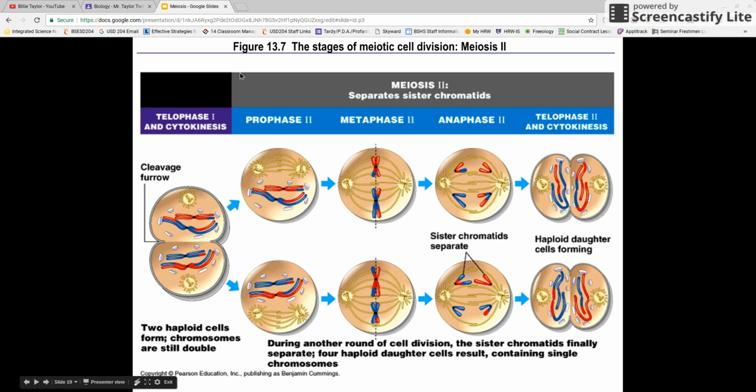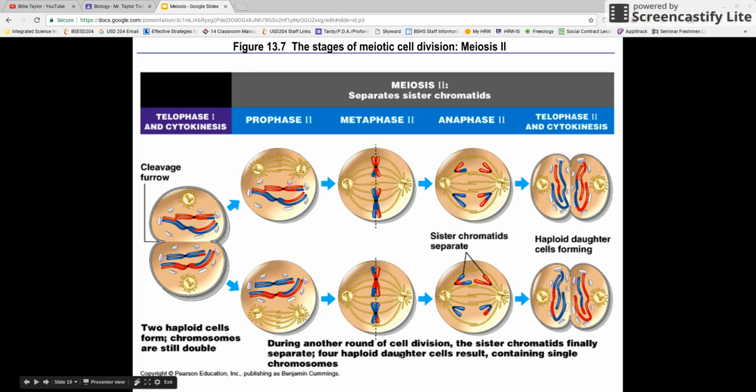Here's a chart of Meiosis II. Again, at the end of Meiosis I, we have Telophase I, and it starts to split things up. Our 2 haploid cells begin to form. We still have double chromosomes here. During Prophase II, again, spindles form. Metaphase II, the chromosomes line up on a metaphase plate. Anaphase II, the sister chromatids begin to separate and they're pulled apart by the spindle fibers. And at the end of Telophase II and cytokinesis, once again, you have 4 haploid daughter cells.